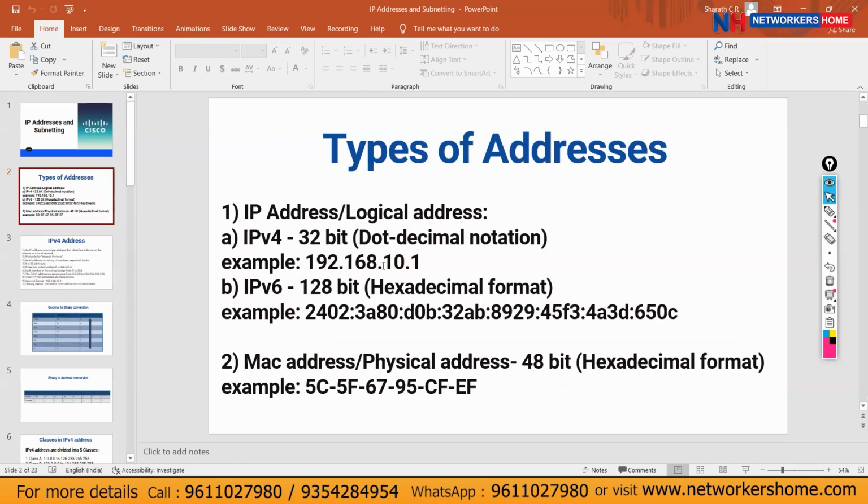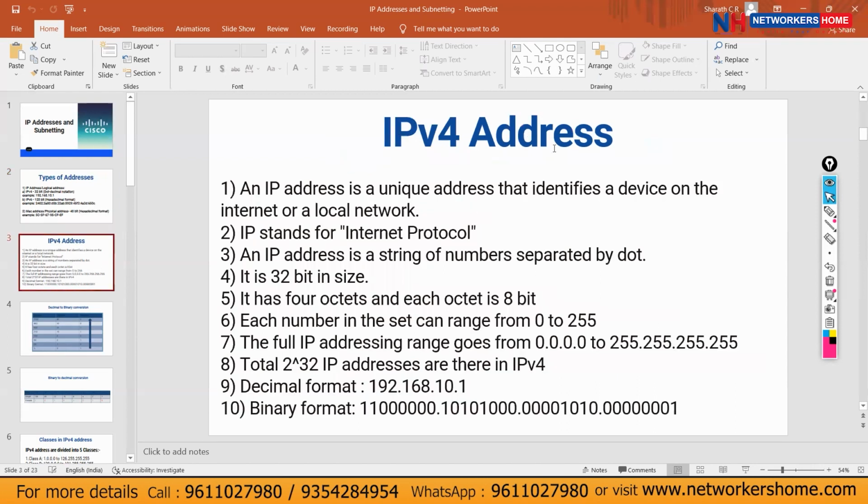Okay, now we will discuss IPv4 addresses. Later we will discuss IPv6 addresses. So, IPv4 address. An IP address is a unique address that identifies a device on the internet or a local network. IP stands for Internet Protocol. An IP address is a string of numbers separated by dots. It is 32-bit in size. So it has 4 octets and each octet is 8 bits. Each number in a set can range from 0 to 255.